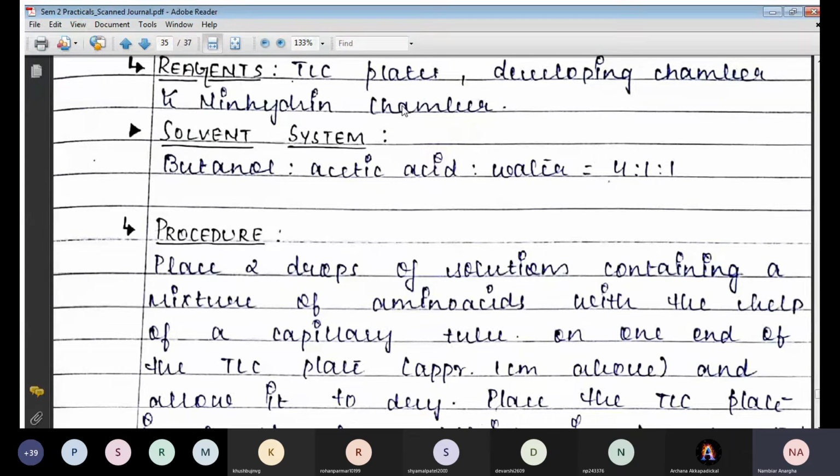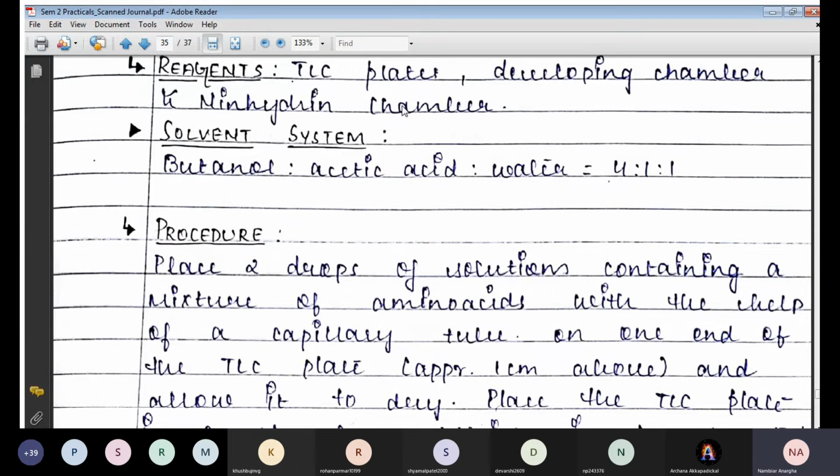We allow it to dry in the oven at a particular temperature of 105 degrees Celsius. Once it has been dried, we can see the blue spots of the standards, and the separated blue spots can also be seen in that plate. So why do we get these blue spots?